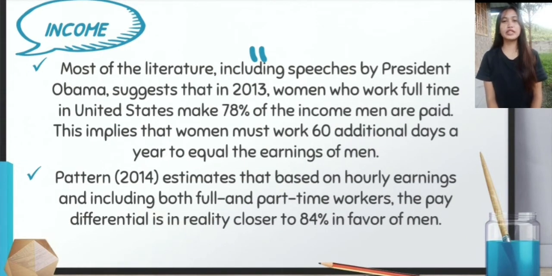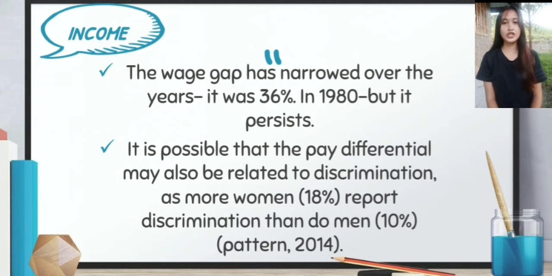Most of the literature, including speeches by President Obama, suggests that in 2013, women who work full-time in the United States make 78% of the income men are paid. This implies that women must work 60 additional days a year to equal the earnings of men. Patten 2014 estimates that based on hourly earnings and including both full and part-time workers, the pay differential is in reality closer to 84% in favor of men. The wage gap has narrowed over the years. It was 36% in 1980, but it persists.